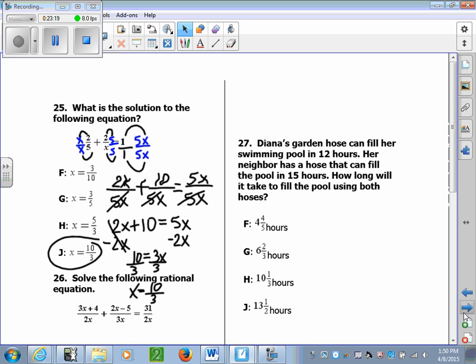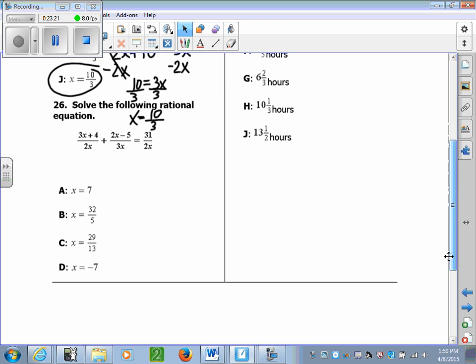Okay, I'm not going to go through 26. You can do that one on your own. It's very similar to the ones we've just completed, but the answer is A. You need to show your work for credit. Okay, so let's go on to variation.